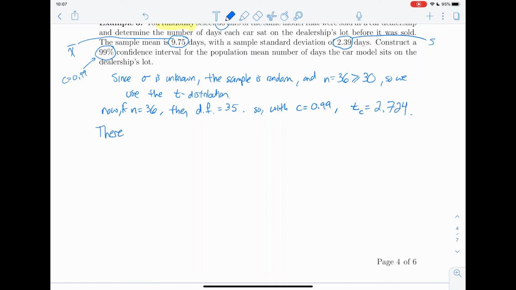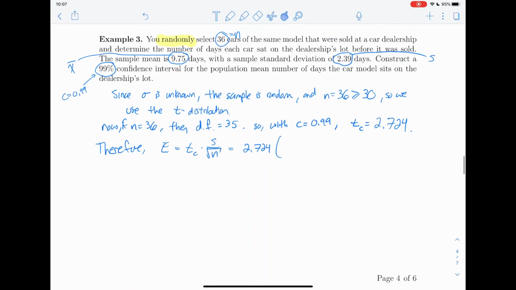Therefore, we now have enough information to compute the margin of error E. Therefore, E, remember the formula is the critical value TC times the quotient s over the square root of the sample size n. And in this case, it's going to be 2.724 times the little s value, which when we read the problem, we interpreted as 2.39. And we divide that by the square root of the sample size, which is 36. And if you compute this on a calculator, you'll get approximately 1.09.